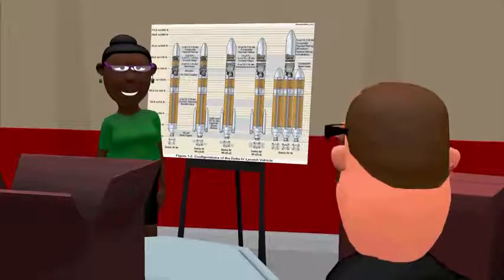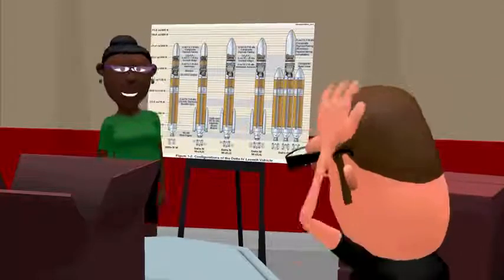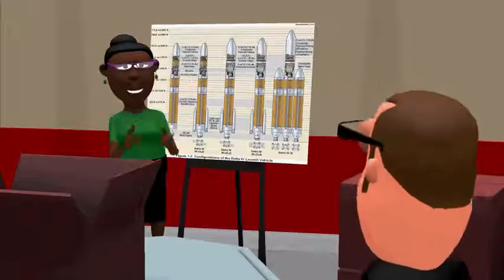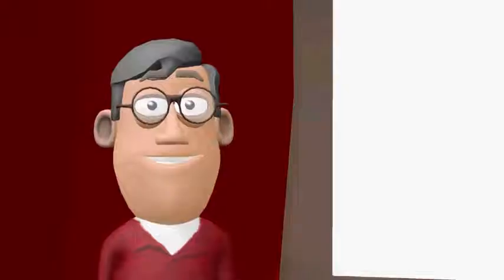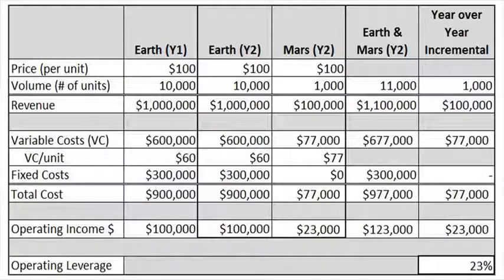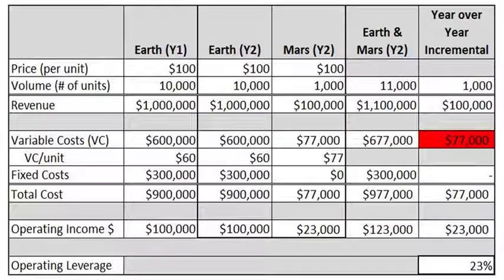To enable us to get product to our new customer efficiently, the management team secures a large rocket with expanded payload capacity, resulting in significant increase to the variable outbound freight cost of $17 per unit to ship our product to Mars. How does this variable cost per unit increase impact operating leverage? The variable outbound freight cost of $17 per unit raises our variable cost for Mars from $60 per unit to $77 per unit, increasing our incremental variable cost to $77,000.